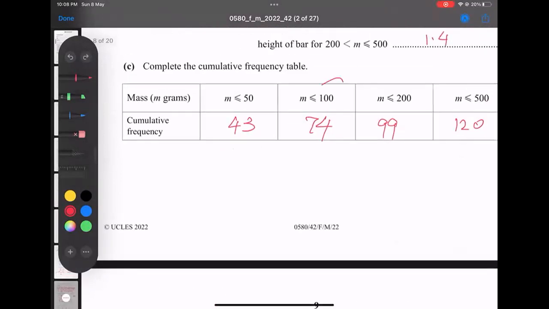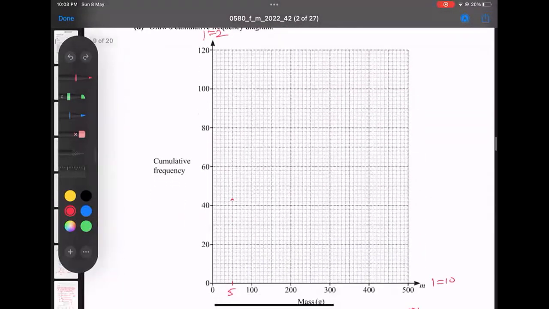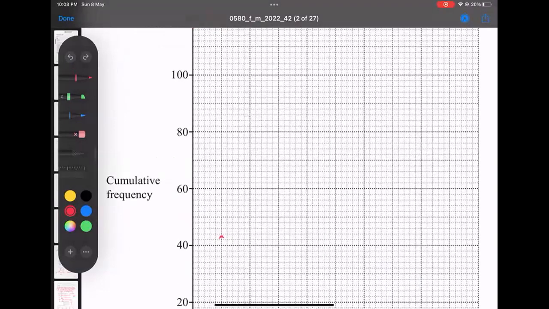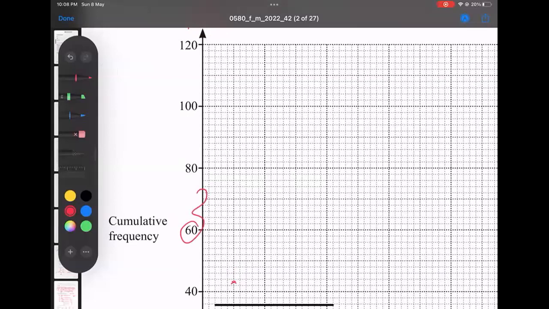Second point, 100, 74. 100 along the x-axis, 74 along the y-axis. 100 is very clear, and 74 we can check. This is 60, 70 is here, and 74, 72 and 74.